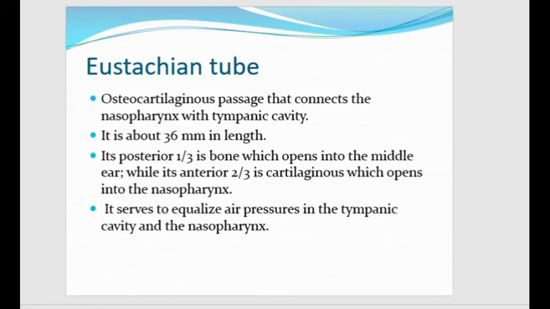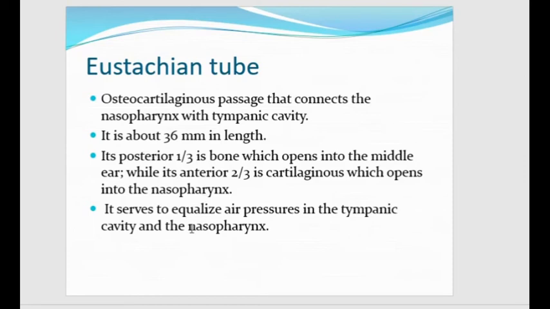Now, the Eustachian tube, which we talked about, is an osseo-cartilaginous passage that connects the nasopharynx with the tympanic, the middle ear cavity. It's about 36 millimeters in length. Its medial 1/3 is bony, whereas its lateral 2/3 is cartilaginous, the opposite of the external auditory canal. It serves to equalize air pressure in the tympanic cavity and the nasopharynx.